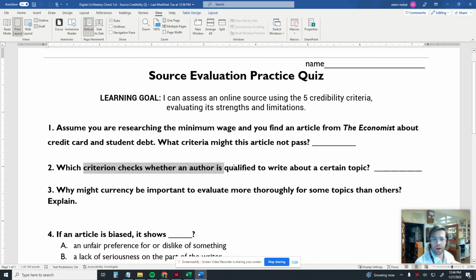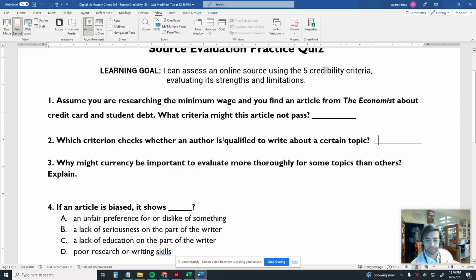Which criterion checks whether the author is qualified to write about a certain topic? That is authority. Authority deals with, is this person authoritative or credible to write about the topics? Like, I am an authority on English and grammar and writing. I am not an authority in history or math, right? That's not my field of expertise, my professional experience.